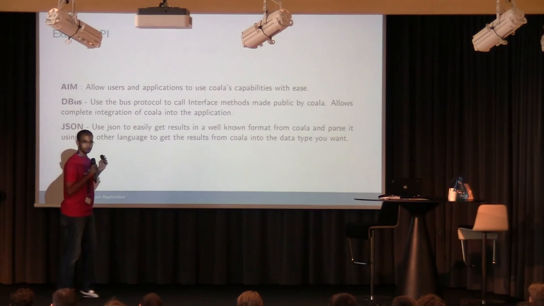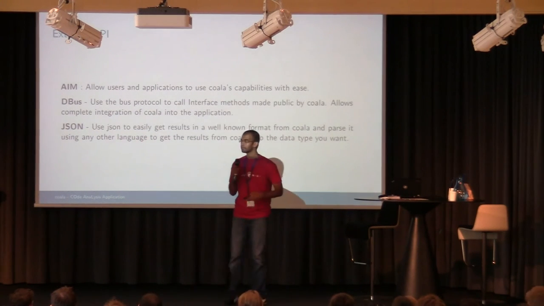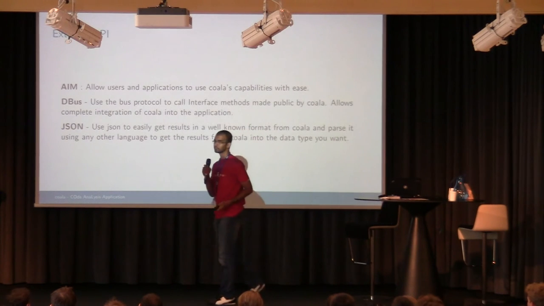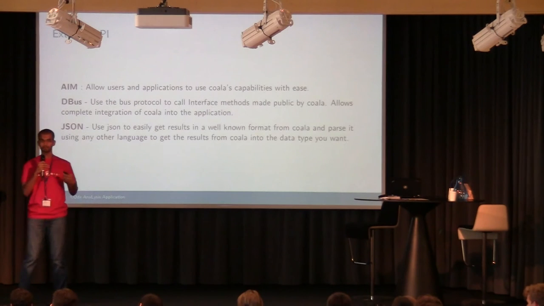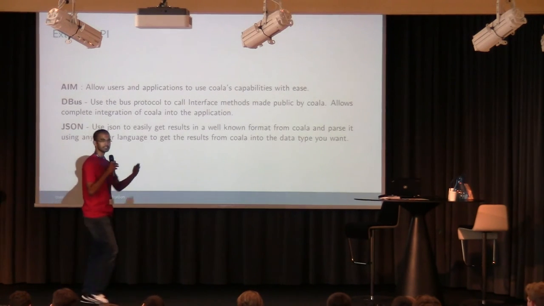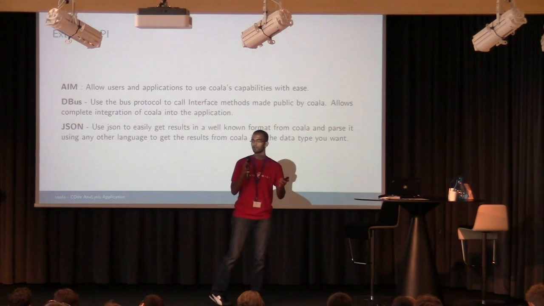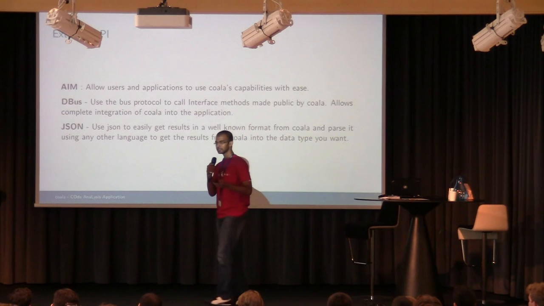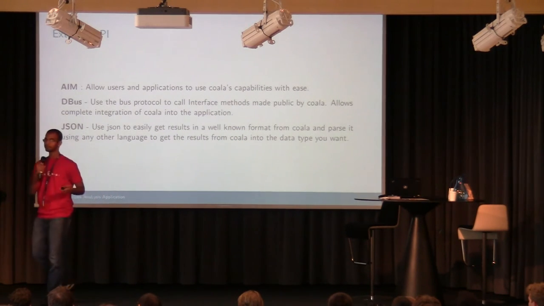The key part of making the plugins was making an external API for Coala. We had two external APIs, one is D-Bus and the other is JSON. D-Bus uses the D-Bus interface to have some functions which it calls inside Coala. The JSON one prints out all the results from Coala in JSON format. This JSON can be parsed by any other programming language into whatever data structure you want and can be used pretty easily.